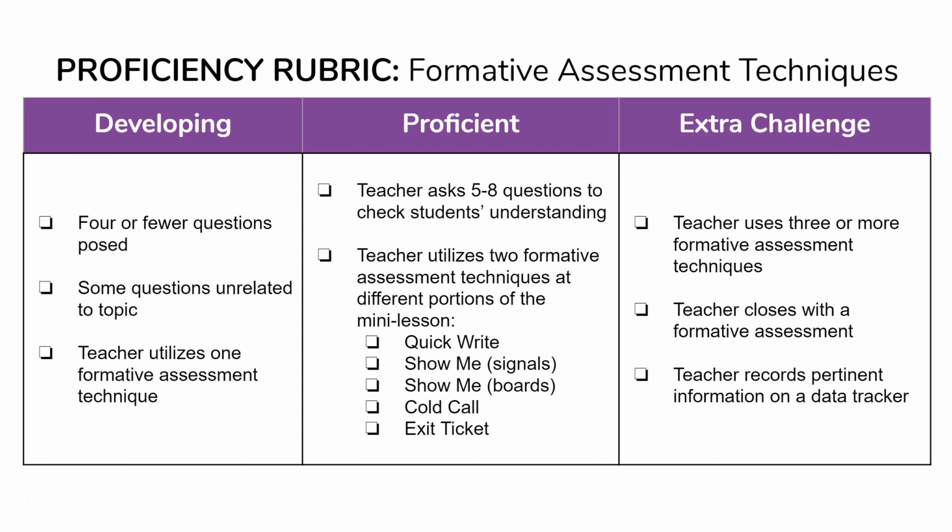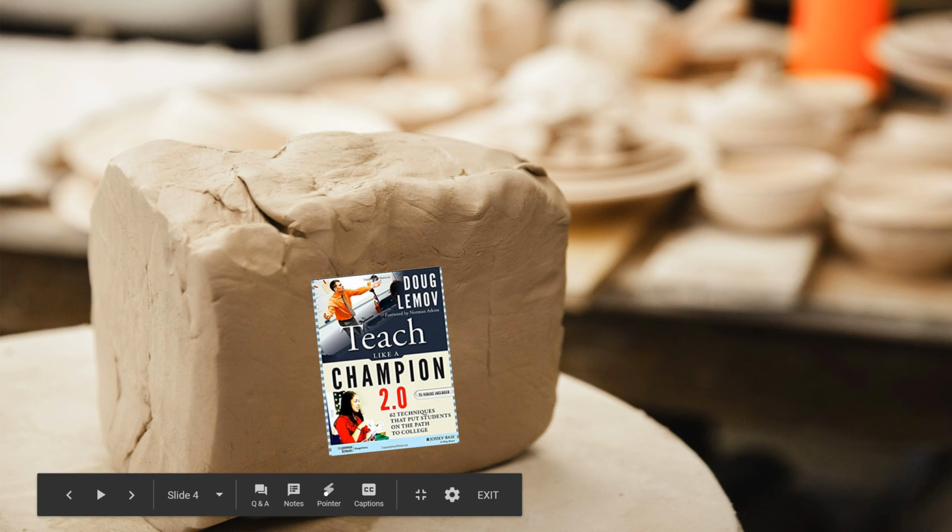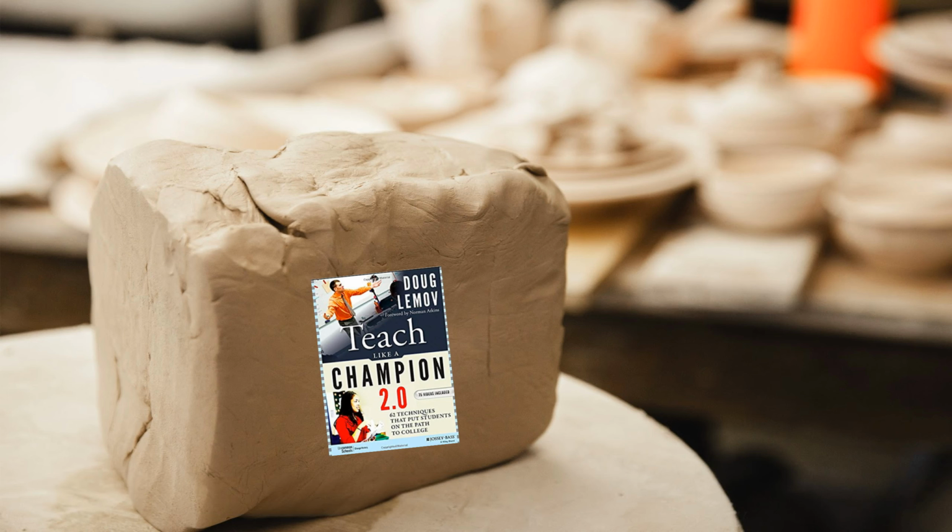You'll demonstrate your learning in a 10-minute mini lesson. To earn credit for this module, you'll need to ask 5 to 8 questions to check students' understanding. You must use at least 2 formative assessment techniques at different portions of the mini lesson. You'll read about a few techniques from Teach Like a Champion 2.0, so have that book handy.